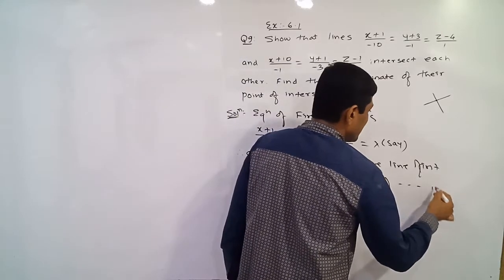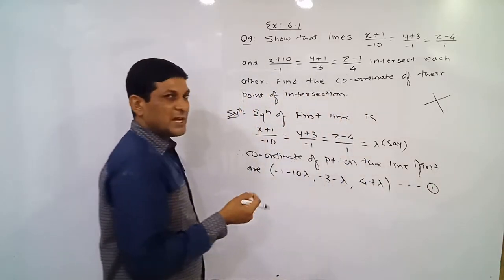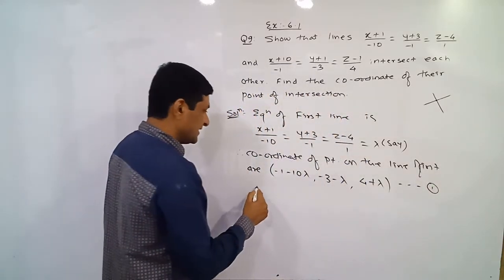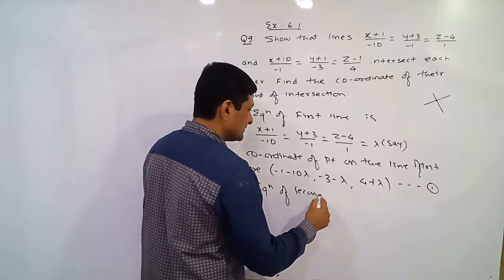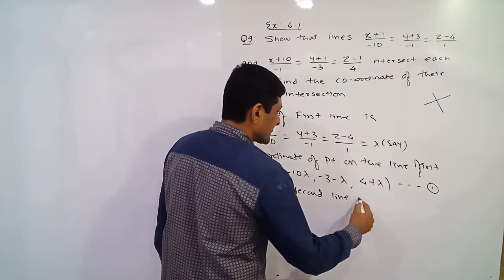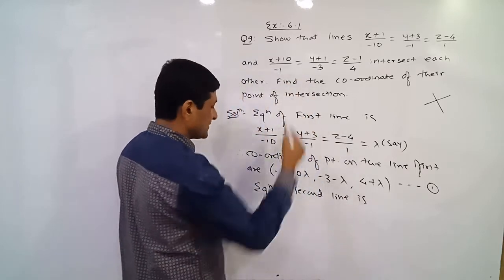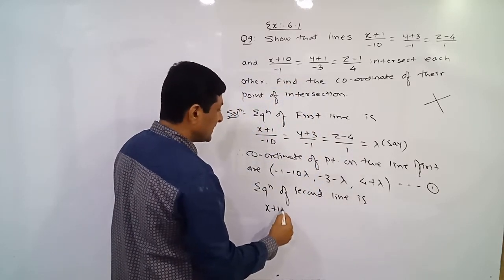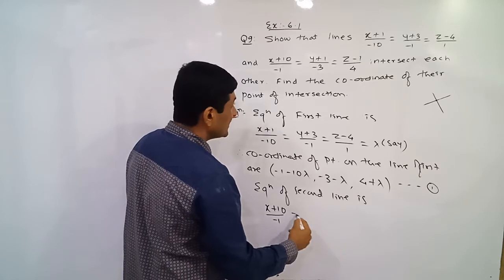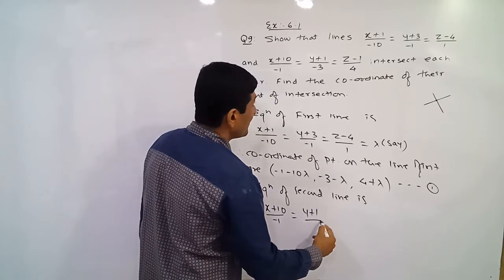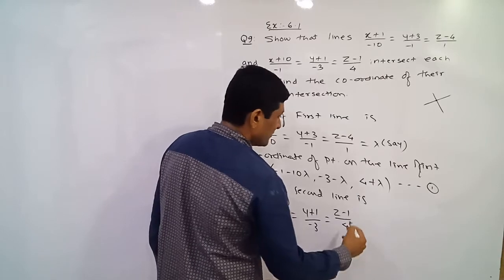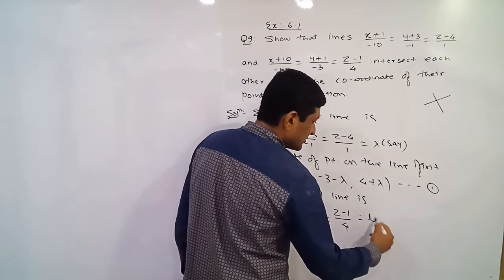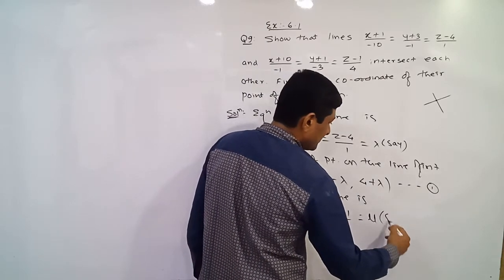Let us denote it by equation number 1. Now we consider the equation of the second line. The equation of the second line is (x plus 10) upon minus 1 is equal to (y plus 1) upon minus 3 is equal to (z minus 1) upon 4. Let us denote this ratio by mu.